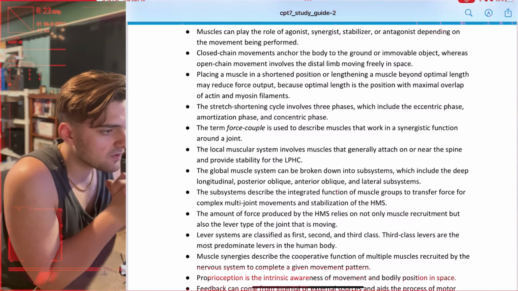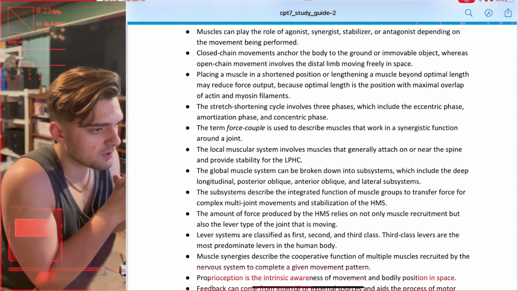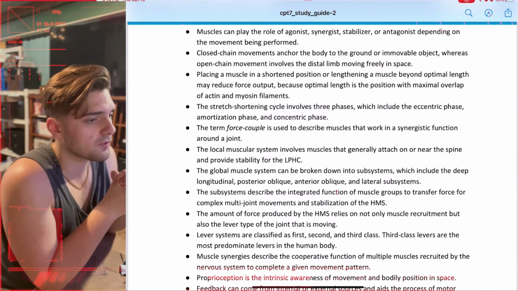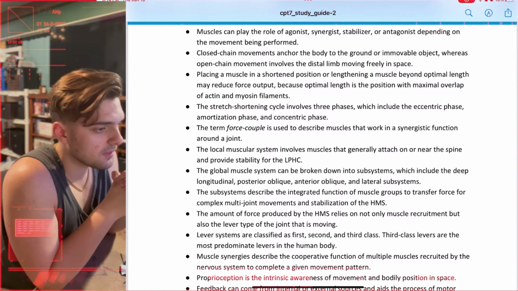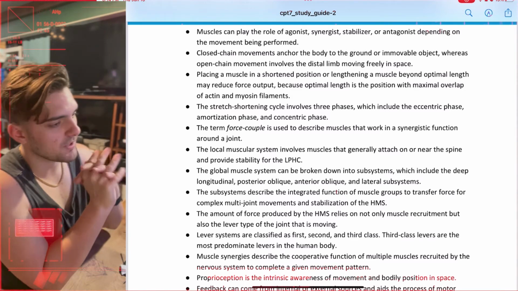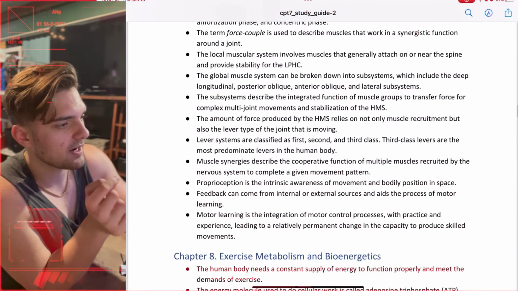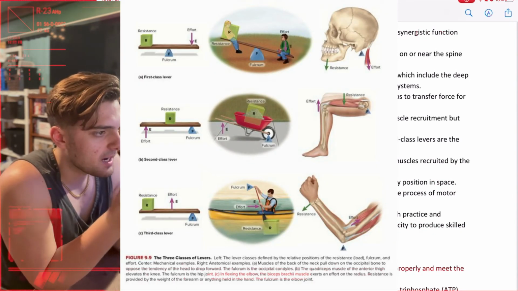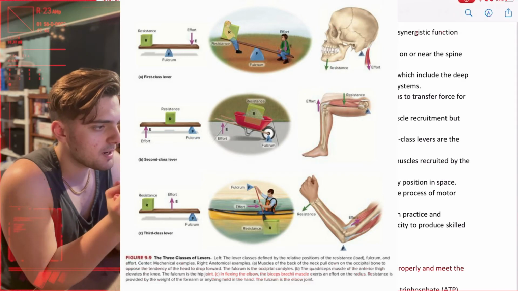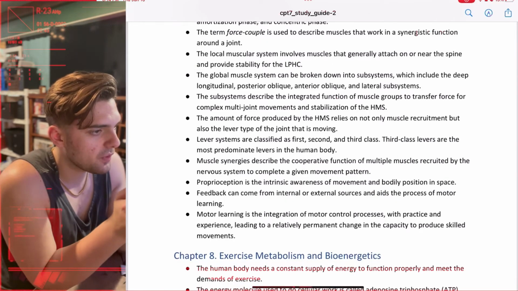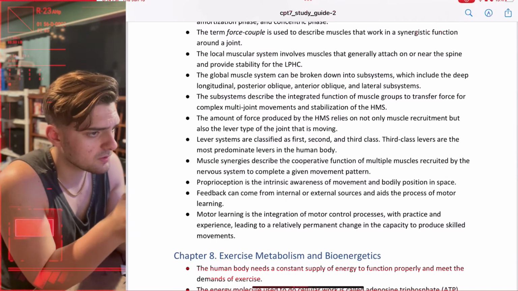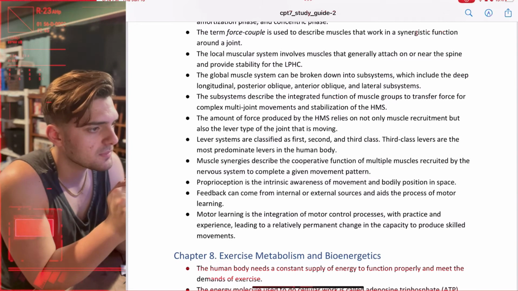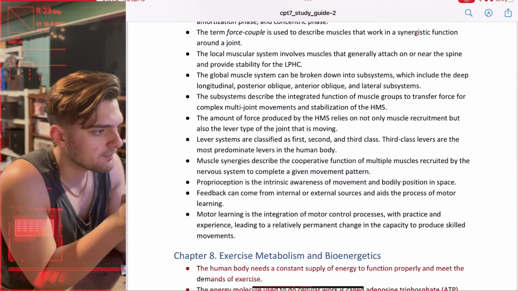The amount of force produced by the human movement system relies not only on muscle recruitment, but also on the lever type of the joint that is moving. Lever systems are classified as first, second, and third class. Third class levers are the most predominant levers in the human body. Muscle synergies describe the cooperative function of multiple muscles recruited by the nervous system to complete a given movement pattern.